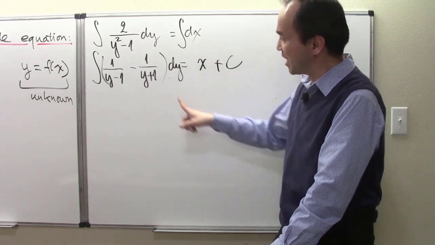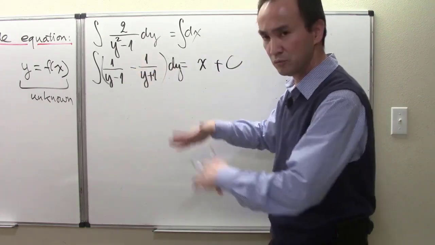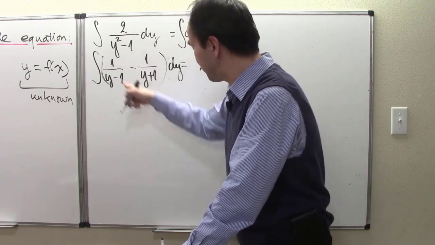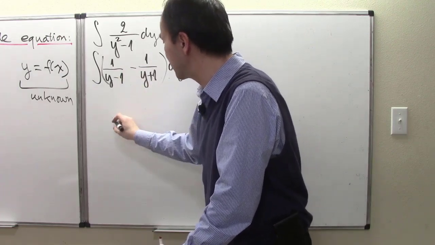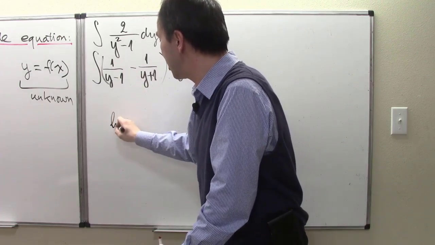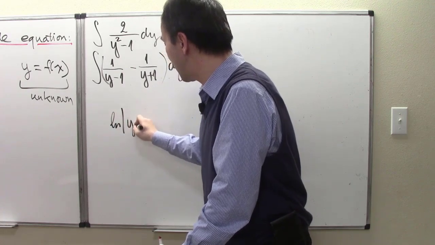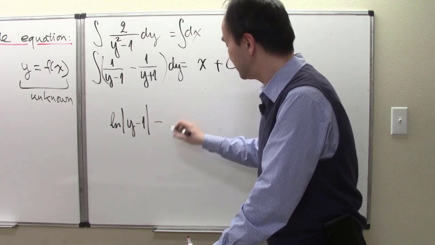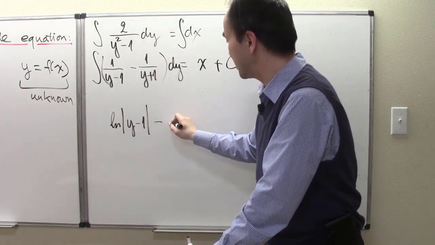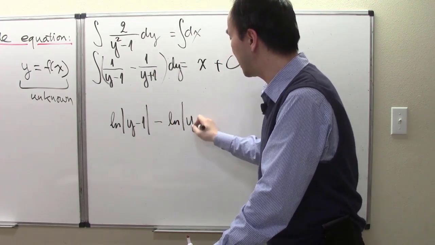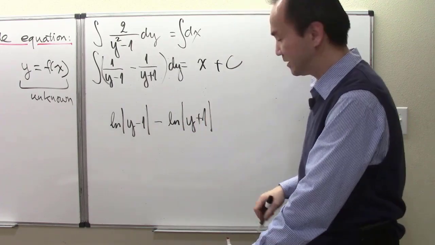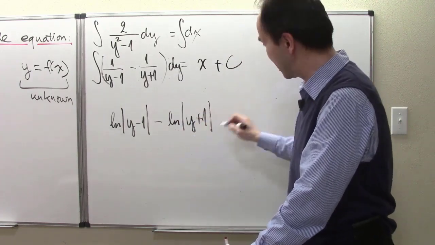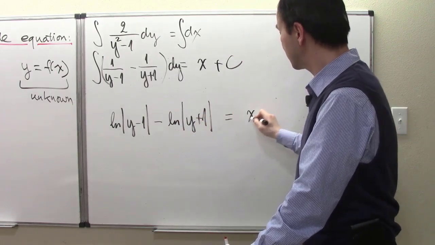So at this point, moving over to the next step, the first term on the left hand side is going to become natural log of y minus 1 in absolute value, and then minus, the second term gives me natural log of y plus 1 in absolute value, and all of that on the left hand side now equals x plus c.